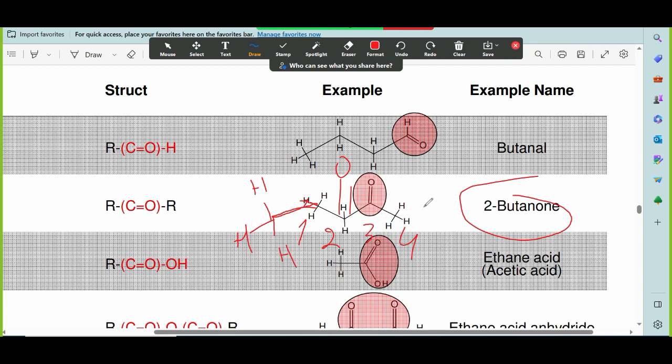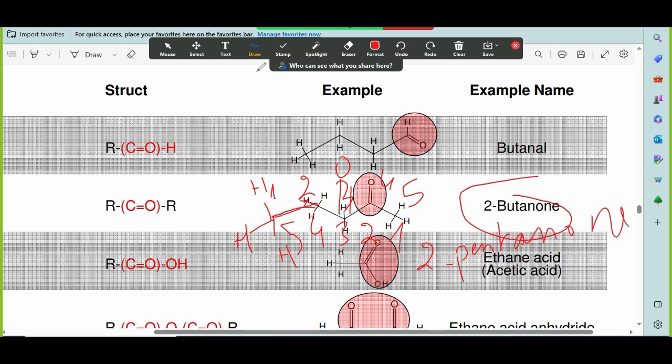Then we count 1, 2, 3, 4, 5, which is not true because we should count from right to left so that it has the lower number. So we have to write like this: 1, 2, 3, 4, 5. In this case, we have a 2-pentanone.